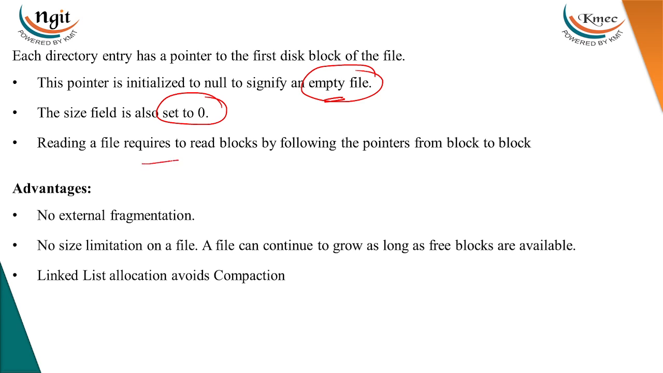Reading requires reading the blocks from one block to the next. The advantages are that there will be no external fragmentation because we don't require contiguous memory allocation. There will be no limitation on the size. However many blocks are required, we can allocate those blocks by putting a pointer from one block to the next block. And linked allocation avoids compaction; there is no need for the concept of compaction.